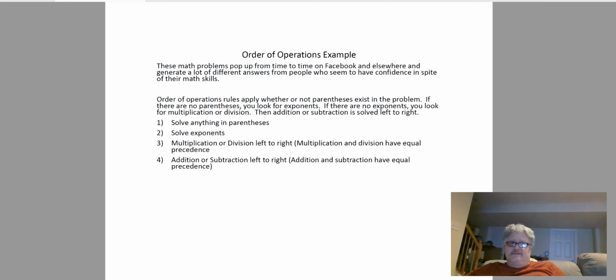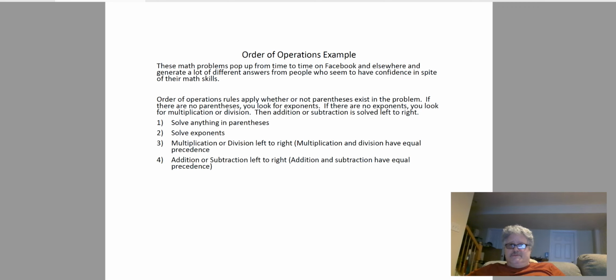And this convention applies whether or not you have parentheses in the problem. This example's fairly simple. We've got parentheses, but if there are no parentheses, then next you would look for exponents. If there's no exponents, you look for multiplication and division. Then you would look for addition or subtraction. So basically, four steps to this convention. You first would solve anything that's in parentheses. Some English-speaking countries refer to the parentheses as brackets.